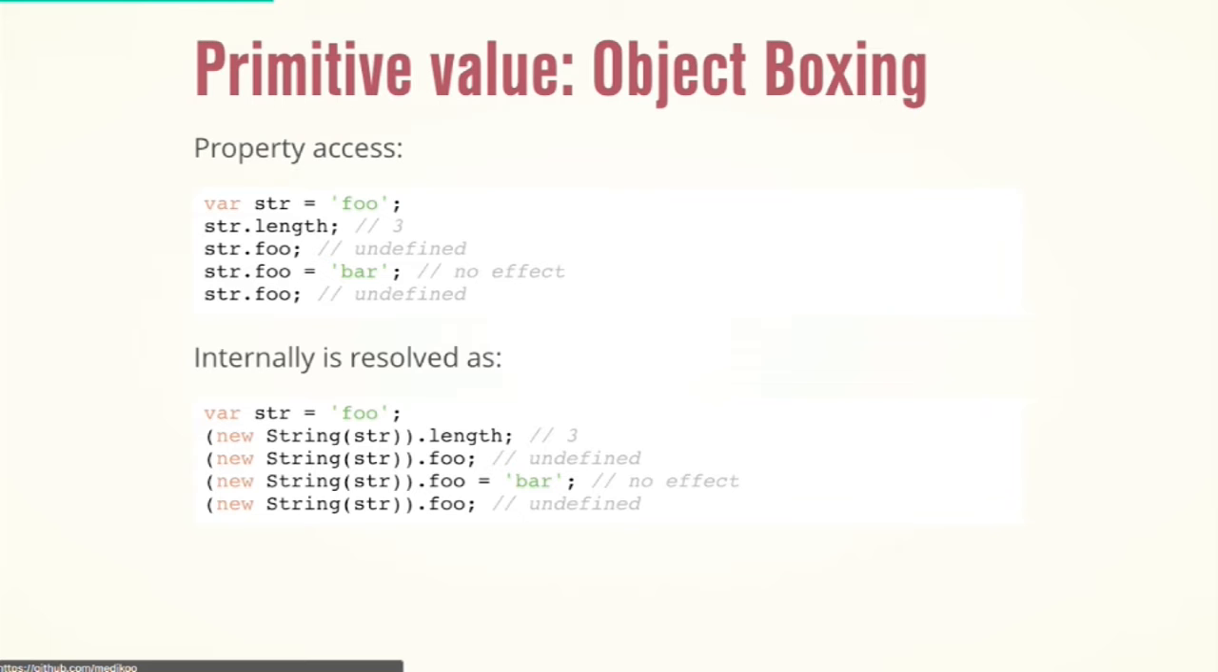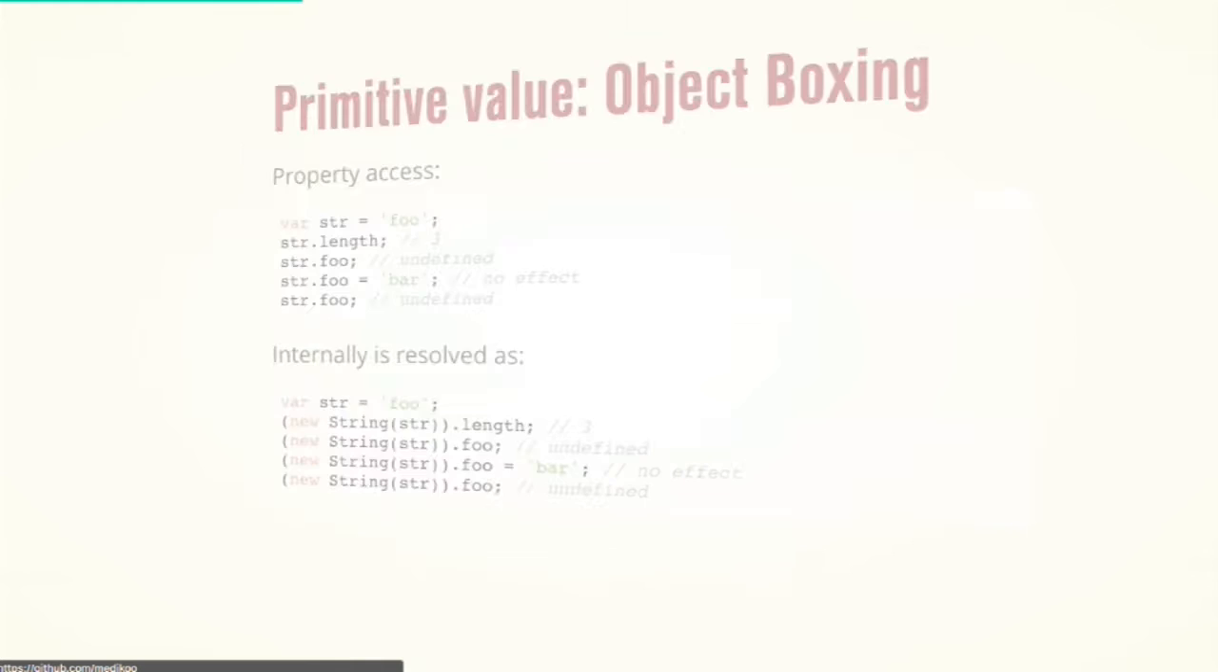So that's why any access is fine, and any attempt to set a property will technically have no effect. So that's how property access works on these primitive values.